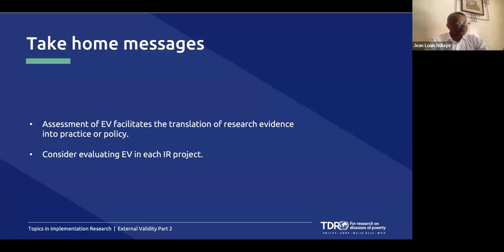as a home exercise. So at the end of this practice, because we are almost approaching the hour, the take-home message for assessing external validity is that the assessment of external validity facilitates the translation of research evidence into practice. It could be done before the study starts, during, and after, and really consider evaluating external validity of each of your implementation research projects. Thank you for your kind attention, and please share any comments or questions about this practice.